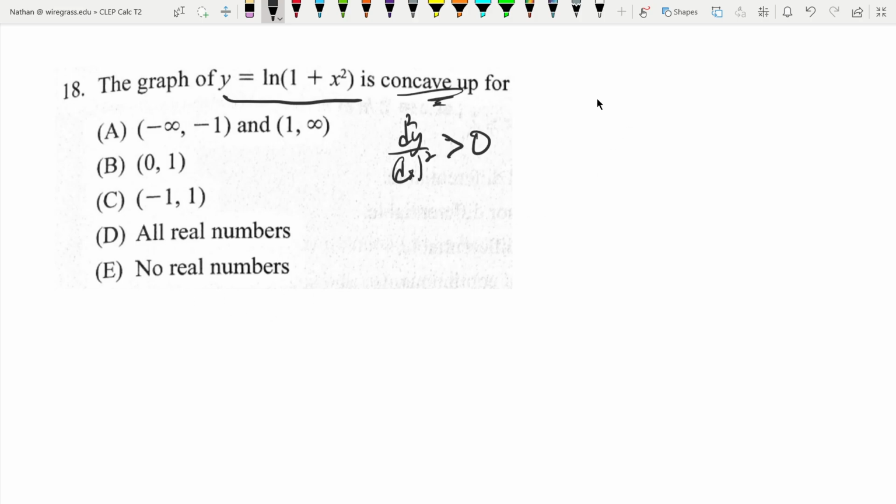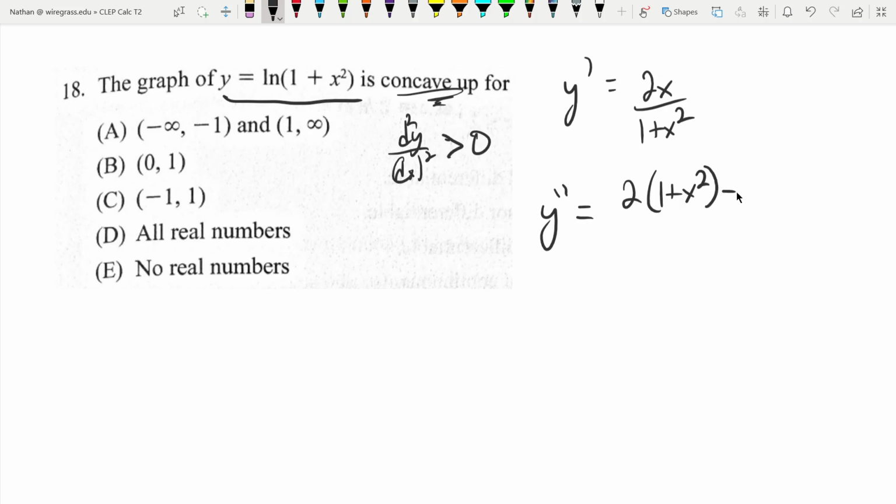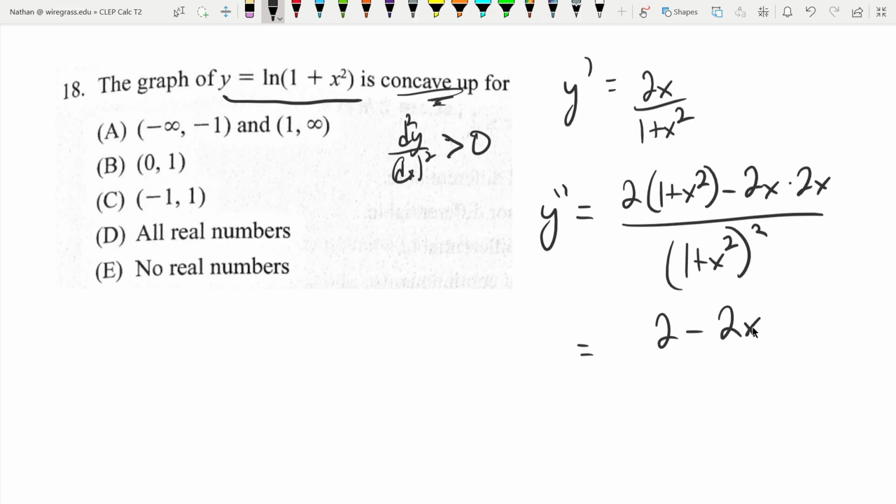For what intervals? The first derivative is going to be the derivative of the inside times the derivative of the outside, evaluated at the inside still. And then the second derivative is going to be the derivative of the top, so 2, times the bottom, minus the derivative of the bottom, which is just 2x, times the top, all over the bottom squared. So that's going to be 2 plus 2x squared minus 4x squared. It's going to be 2 minus 2x squared over (1 plus x squared) squared.